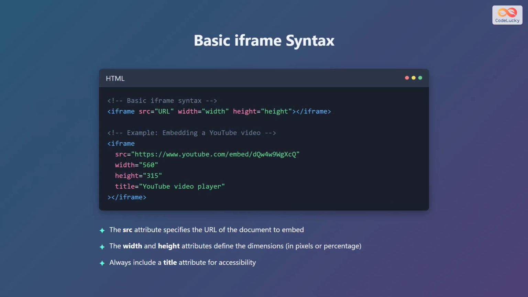Now let's look at the basic syntax of an iframe. The core structure involves the iframe tag with a few key attributes. The source attribute, denoted as src, specifies the URL of the document you want to embed. Then the width and height attributes define the dimensions of the iframe, typically in pixels. Lastly, it's crucial to include a title attribute for accessibility, providing a description of the embedded content for users with disabilities. Here is an example embedding a YouTube video where the src attribute points to the video URL, width is set to 560 and height to 315, and the title describes it as a YouTube video player.